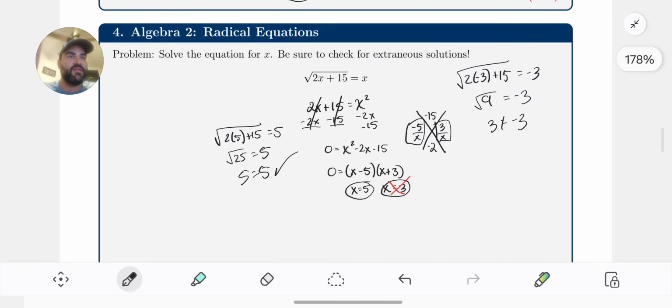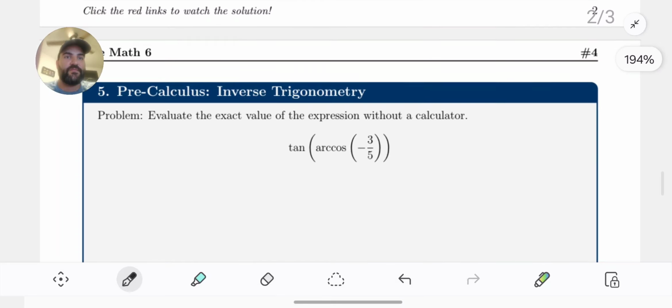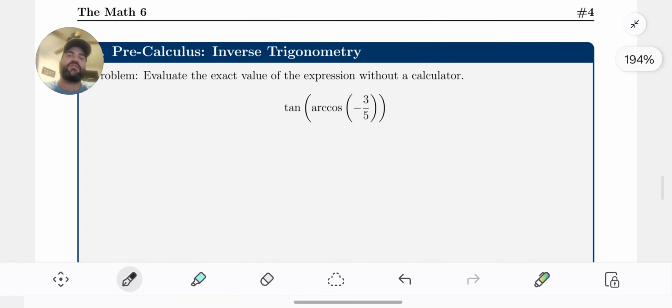Okay. Next. Pre-calc. Okay, this looks like some unit circle. I'm going in blind, so I might have to think. You might watch me for like a minute with a face. Evaluate the exact value of the expression without using a calculator.